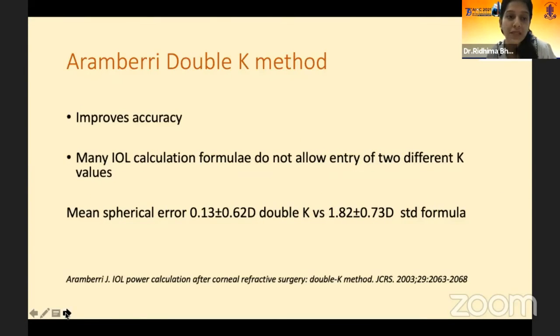The double K method does improve the accuracy. It has earlier been used only for the SRK-T formula, but now it has been included in the Holladay 2 program and the Hoffer Q. However, not all formulae allow the entry of two separate values of keratometry.